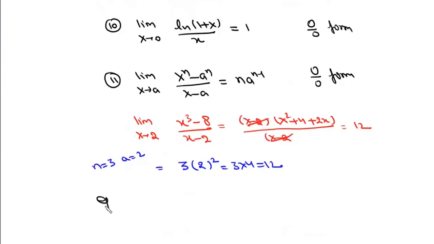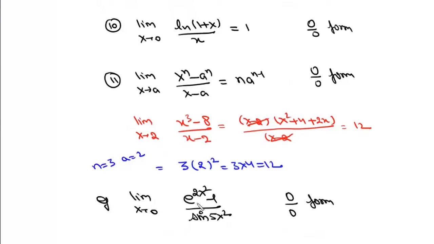Say for example, we have this limit x tends to 0 e to the power 2x square minus 1 upon sine 5x square. Now if we put x as 0, this is 0 and sine 0 is also 0. So this is 0 upon 0 form.